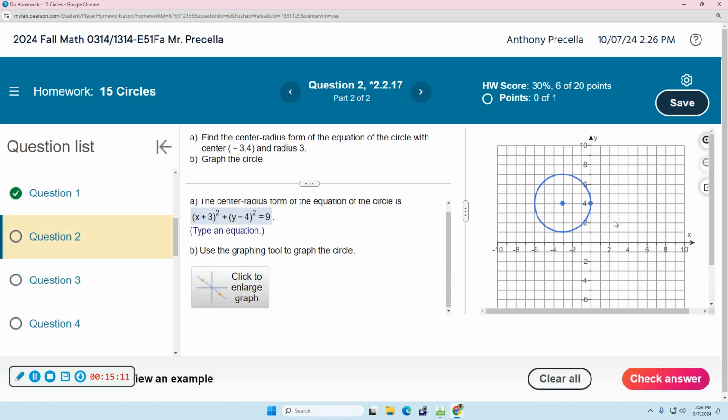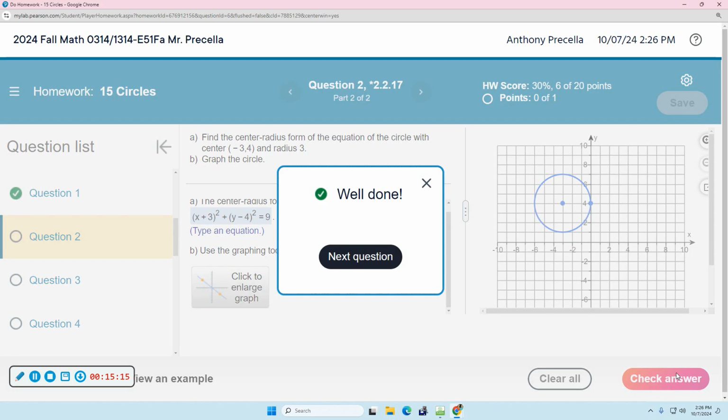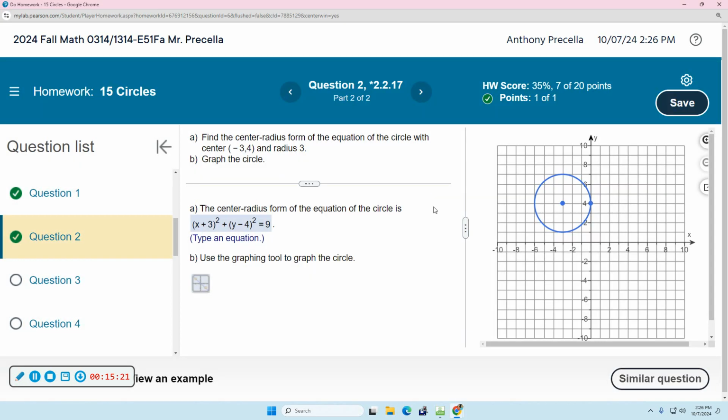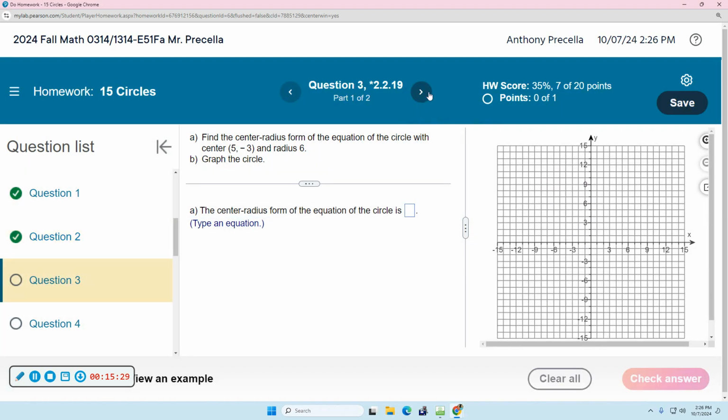Save it to transfer it back to the original grid and check your answer. Any questions there? Okay. Let's see. Number 3.